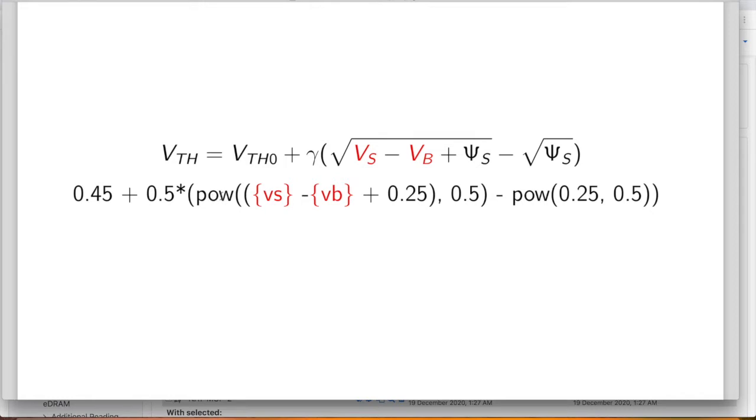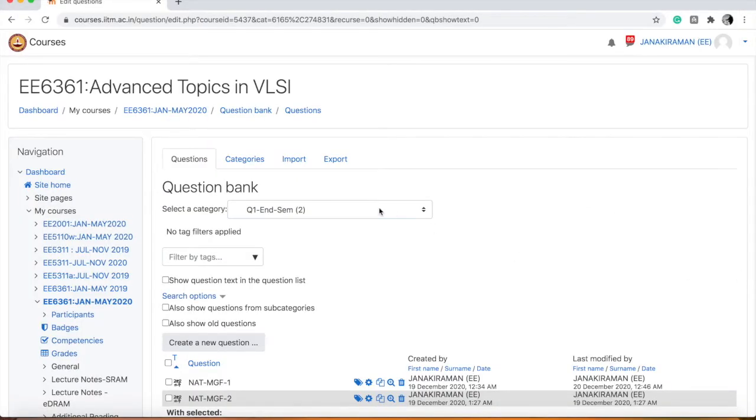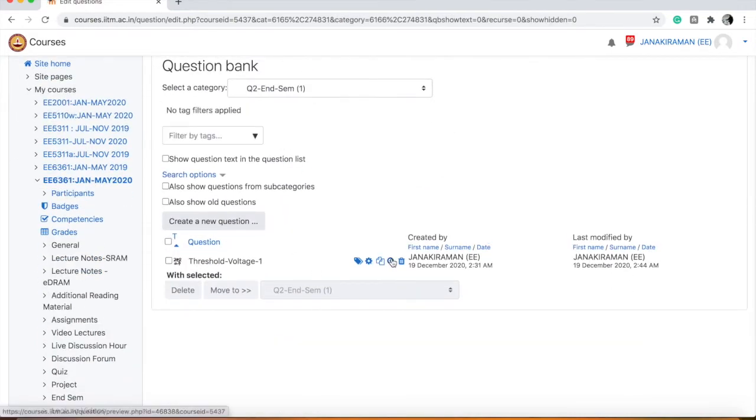I am using this function called POW, which is a unique keyword in Moodle. POW of {Vs minus Vb} in flower braces again, because that will appear as a parameter in my question, plus 0.25. Psi s is equal to 0.25, and this comma 0.5 is square root. POW of x comma 0.5 means square root, minus POW of 0.25, because psi s is 0.25, comma 0.5. So I can use this and essentially go ahead and set a question exactly like that.